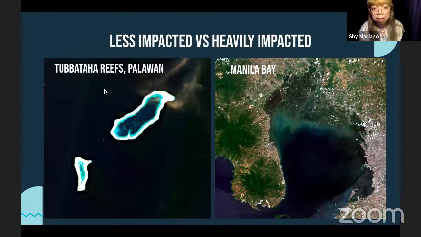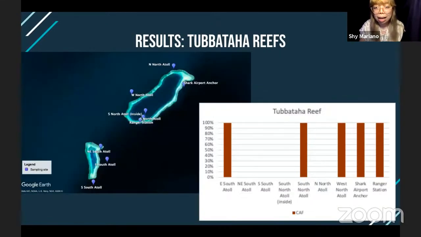Lastly, we compared the assemblage of a less impacted site versus a heavily impacted site. In Tubbataha Reef, we were only able to detect caffeine for most of the sites, and these are at low concentrations. Since there are no other caffeine sources around this area, this is most probably from anthropogenic sources, from the people that were staying in the area during the sampling period.